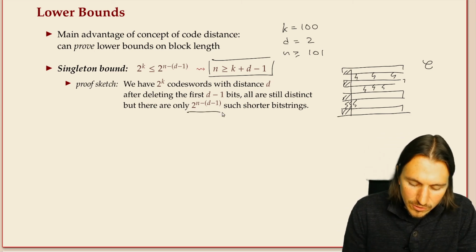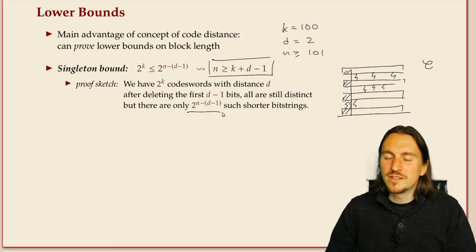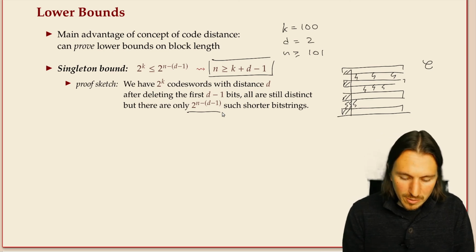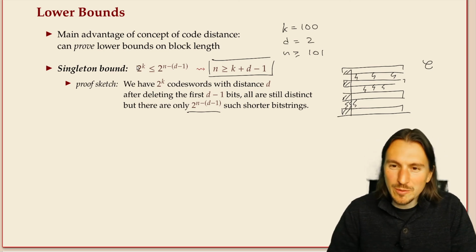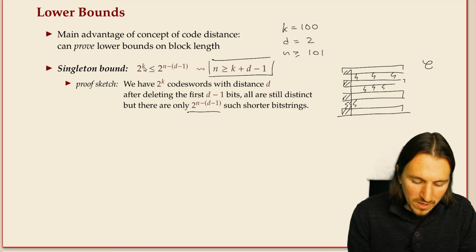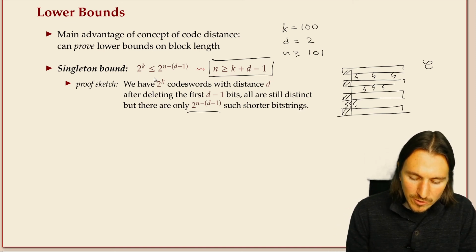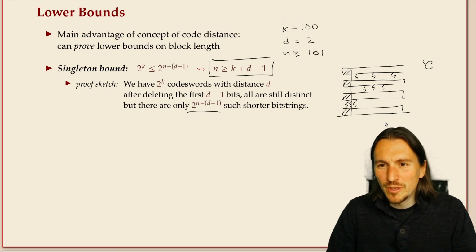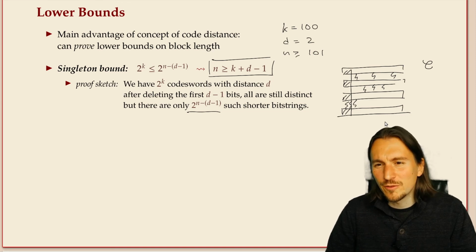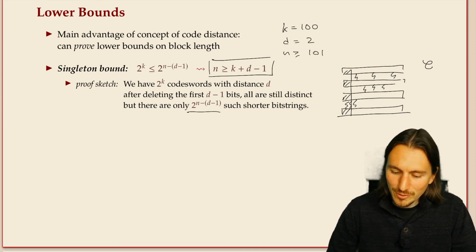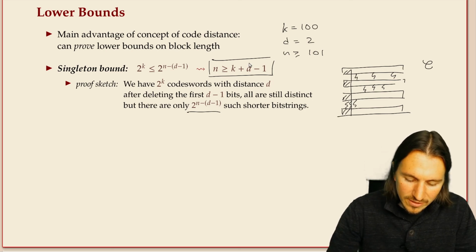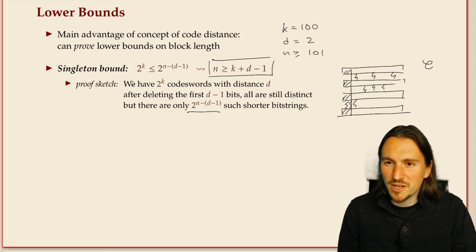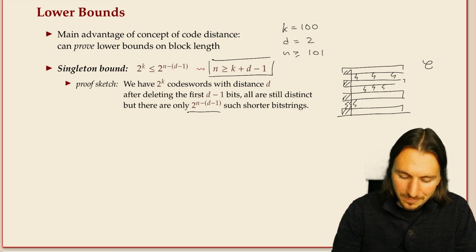But there are only 2 to the n minus d minus 1 such shorter bit strings just by counting. And that's all the bound says. It says if I want to have distance d initially, then 2 to the k can be at most this, because that's what's left after deleting the first d minus 1 bits. It's a very simple argument and a very simple bound. It's also a fairly weak bound, but it's occasionally useful because it can nicely be rewritten as a bound for n and not just an inequality that we have to check by inserting numbers.